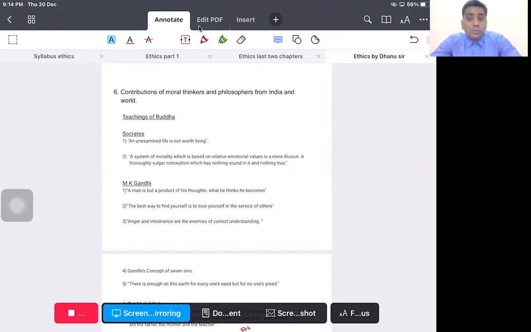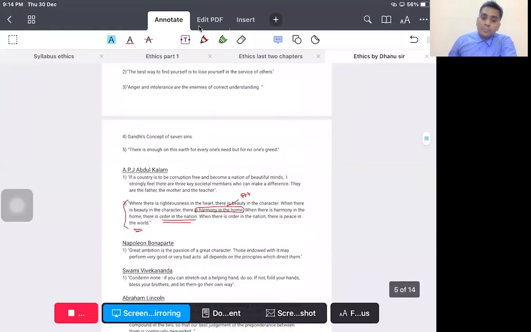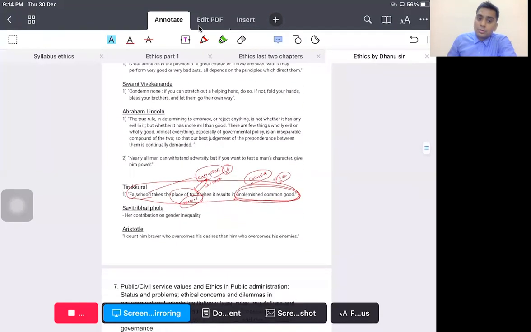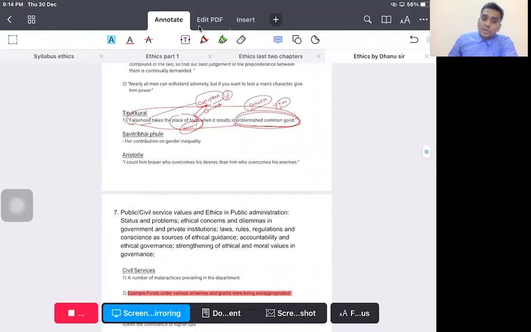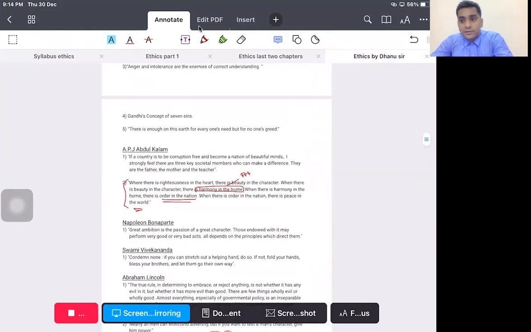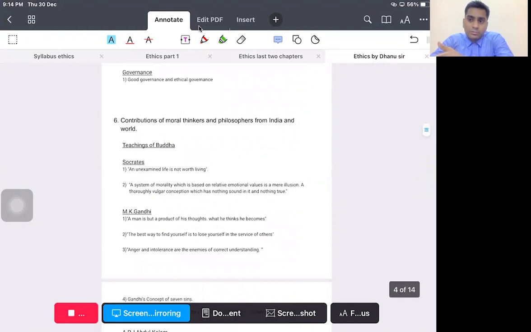Rather, how you can be prepared for this is just go to the personalities on whom they have asked questions, like Socrates, M.K. Gandhi, Abdul Kalam, Napoleon Bonaparte, Swami Vivekananda, Abraham Lincoln, Thiruvalluvar, Savitribai Phule, Aristotle, and then one more thing, that is John Rawls' theory of justice, right? Just read them once again. Otherwise, it is very difficult to prepare about each and every one. But know about some reformers who have contributed, for substantiating our answers. I have shown who are the thinkers that you have to think about, right?